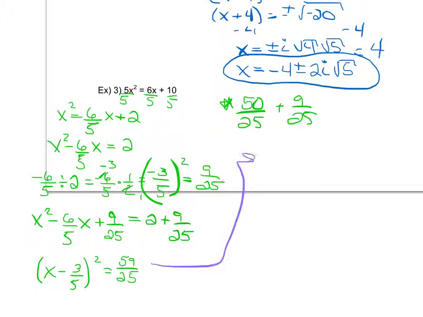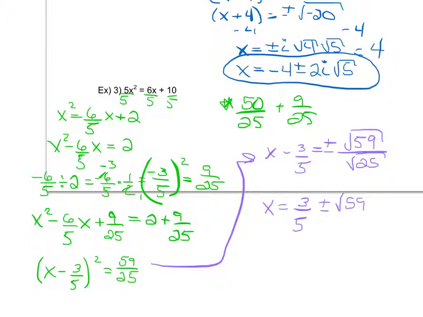So now when I solve, I'm going to take the square root of both sides. I'm going to get plus or minus the square root of 59 over the square root of 25. And then finally, last thing I'm going to do is find the square root of 25. I know it's 5. 59 cannot be divided by any perfect squares, so I'm going to leave that. But I'm also going to add 3 over 5 to both sides, giving me a final answer of 3 over 5 plus or minus the square root of 59, also over 5.